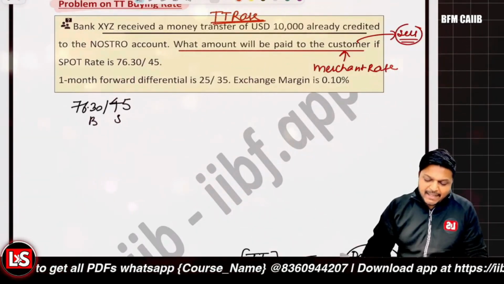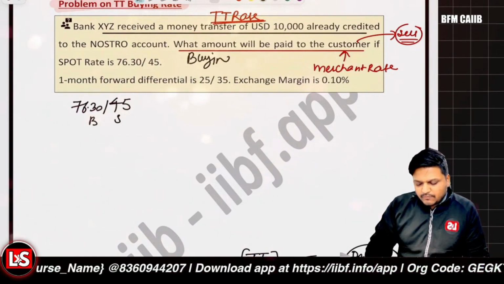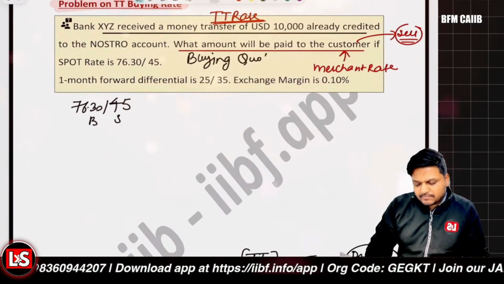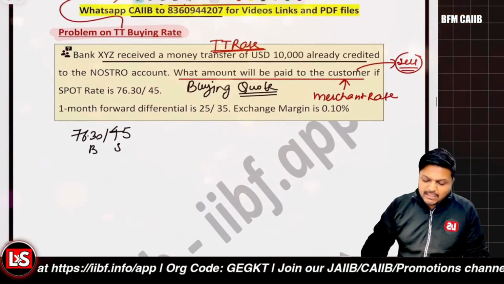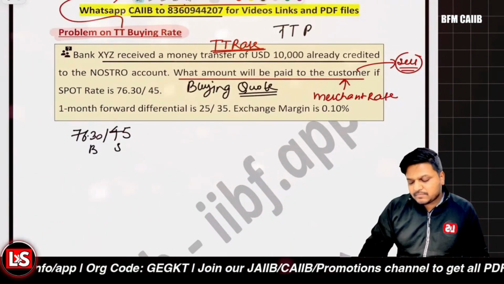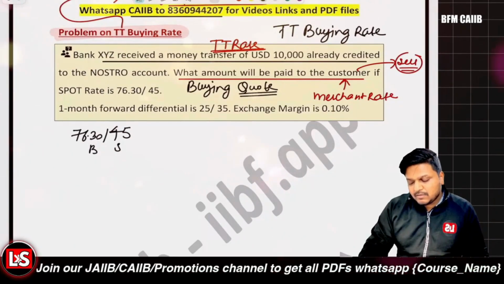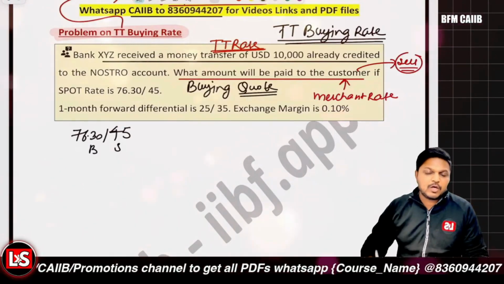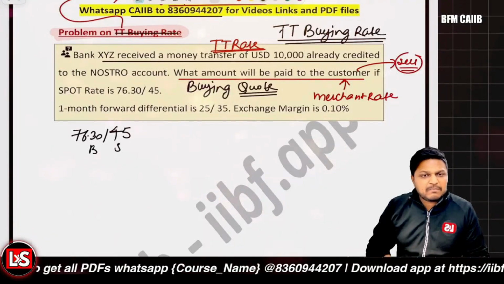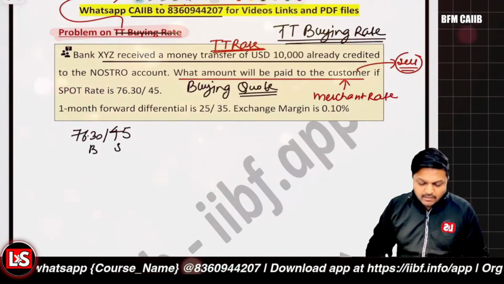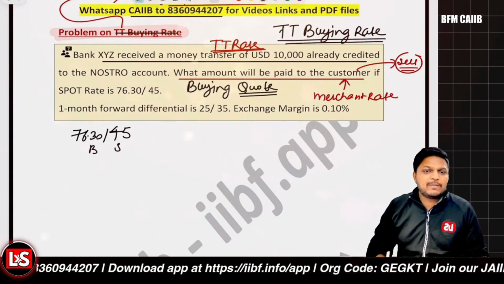So what rate quote will be given by the bank? It will be the buying quote which will be given by the bank, right? So what rate would be applicable? It is a TT buying rate which will be applicable. Now we are clear. Even if this is not given in the statement above, we can get to know from the question itself what rate would be applicable.